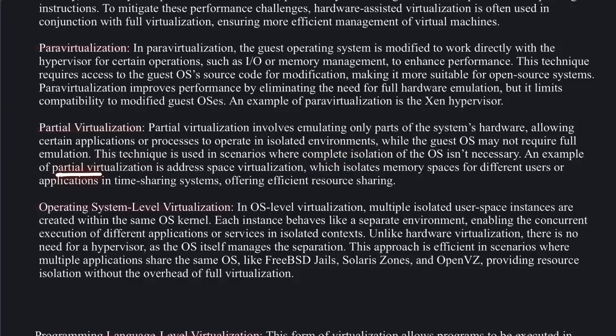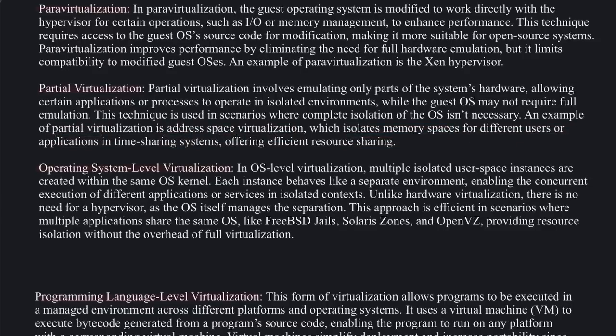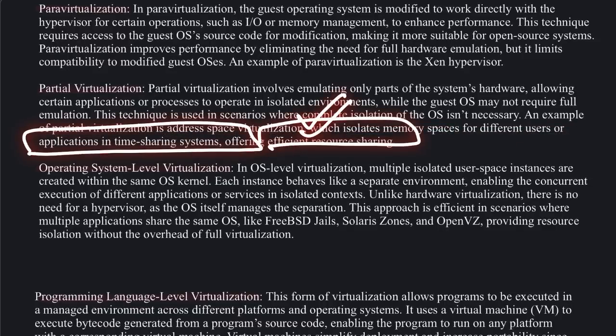Example could be the address space virtualization, which will isolate the memory spaces for different users or applications in the time sharing systems, which are offering efficient resource sharing.